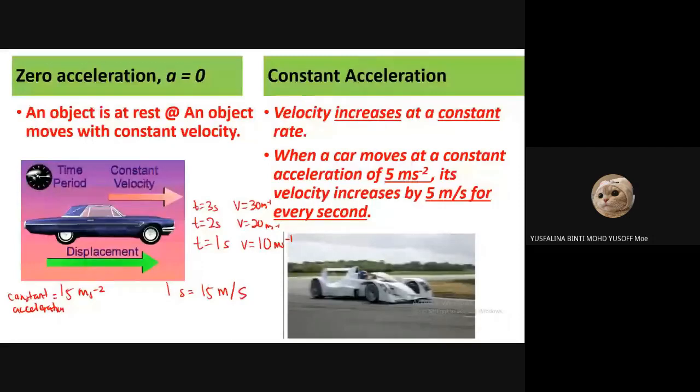So another 2 seconds will become 30 ms^-1. If 3 seconds, it will be 45 ms^-1. So this one is the constant acceleration, meaning for every second it will increase at a constant rate. Are you clear about the constant acceleration?